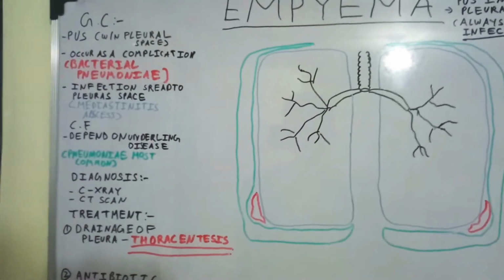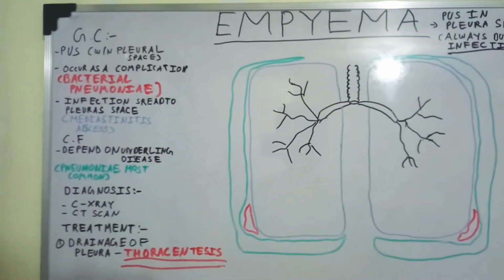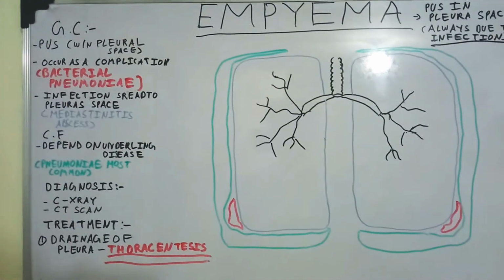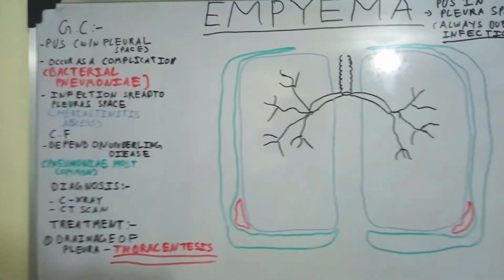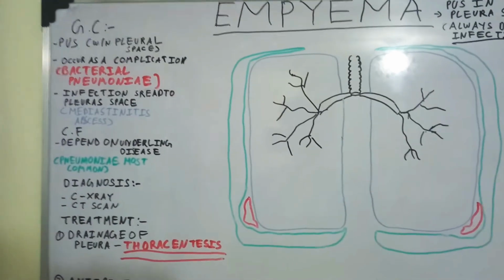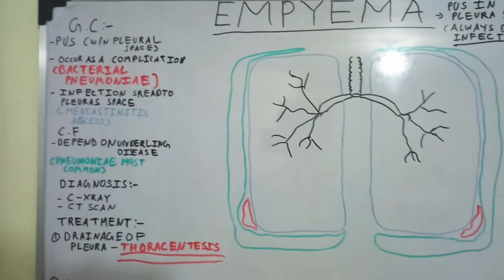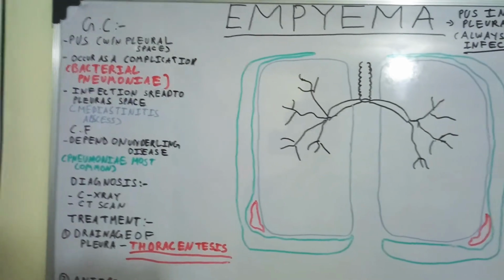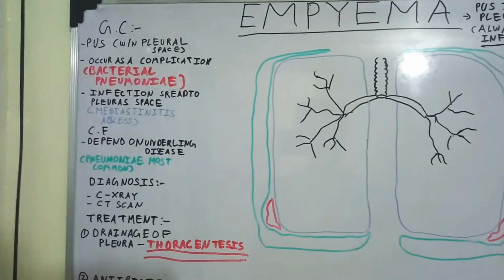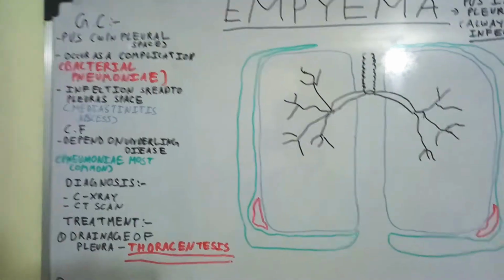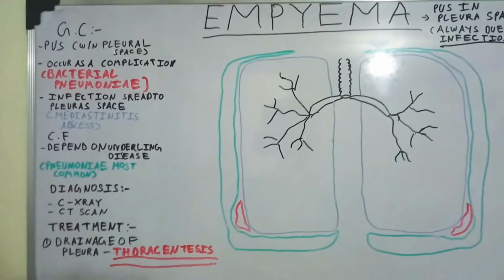as a complication. Like if a patient has bacterial pneumonia, he or she will develop pus, or it could be an infection that is spread into pleural space, like mediastinitis, abscesses, etc.